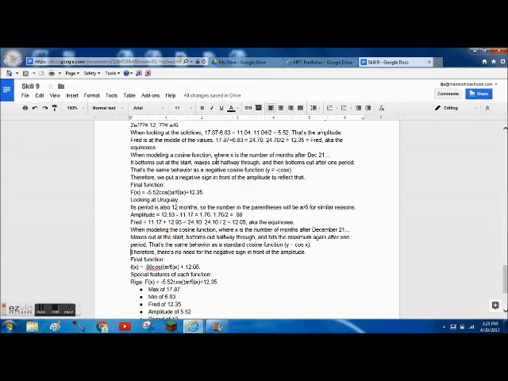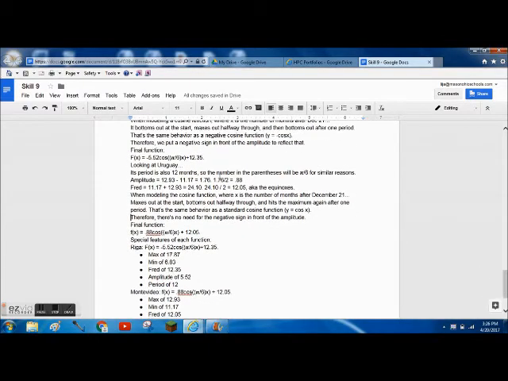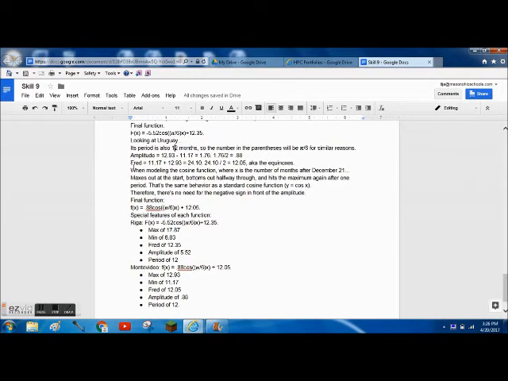When we model the cosine function, where x is the number of months after December 21st, it bottoms out at the start, maxes out halfway through, and then bottoms out after one period. That's the same behavior as a negative cosine function, so we need to put a negative sign in front of the amplitude to reflect that. So this is our final function: amplitude, period stretching, and vertical shift.